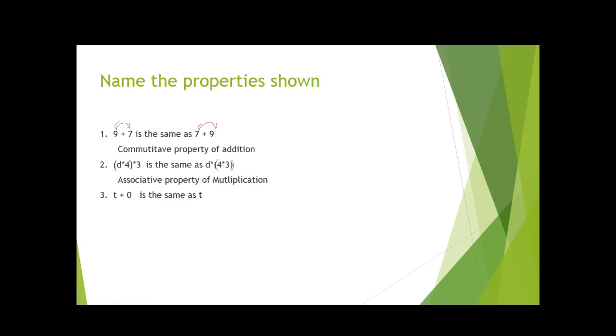T plus 0 is the same as T. Is that associative, commutative, identity, or inverse? Hopefully you chose the identity property of addition, because if you're adding 0 to a number, you get the identical number out. Last one, 1m is the same as m. So you multiply a number by 1, you get the same thing or the identical thing out. Again, the identity property of multiplication, because you get m back out.